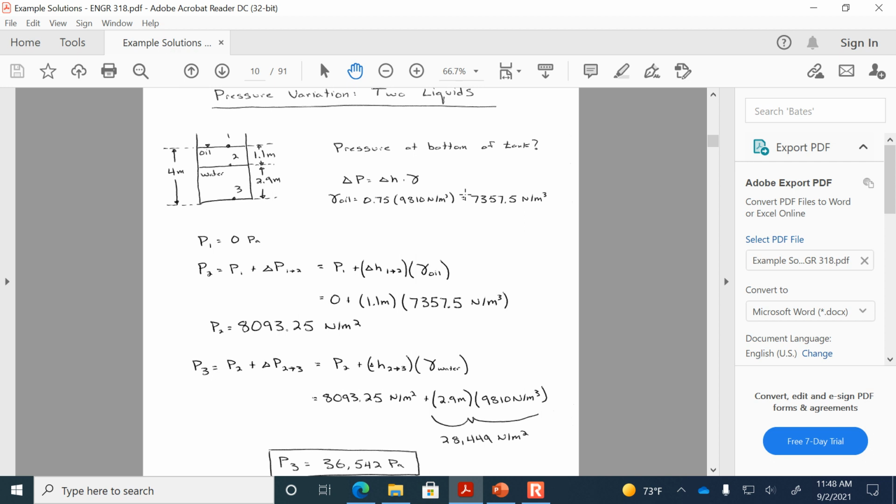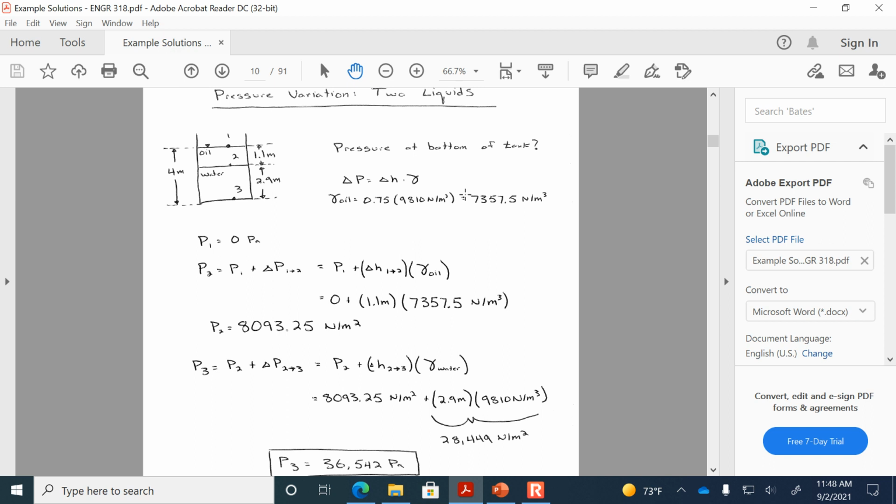Okay, so that quantity is 8093.25 newtons per meter squared. So that's the pressure at location 2. P2 is 8093.25 newtons per meter squared. So what do you think we're going to do to find P3?